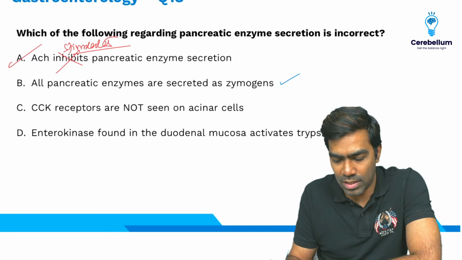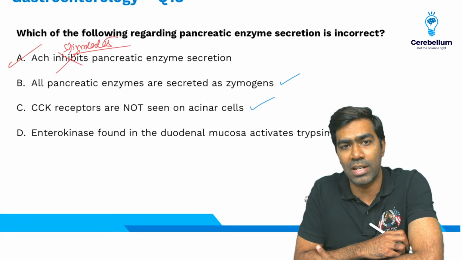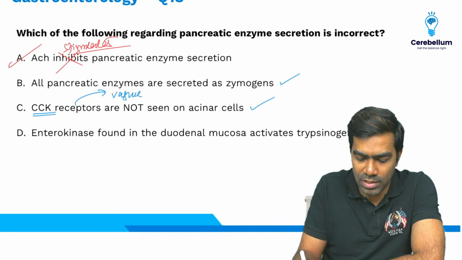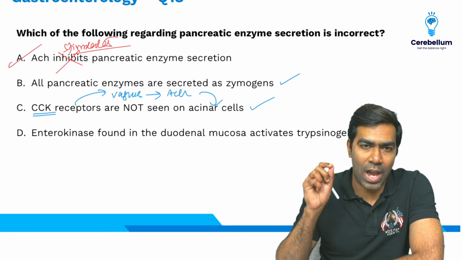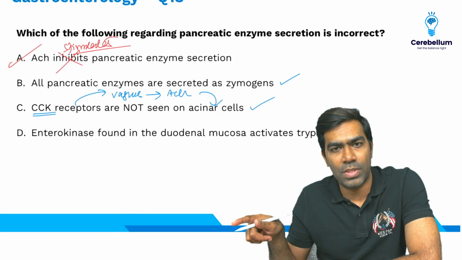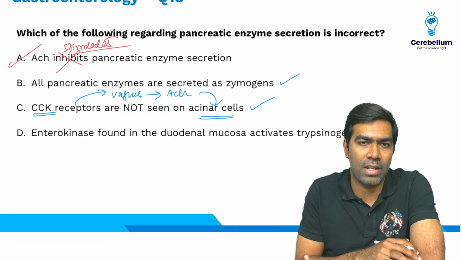This is also correct. In fact, in the human pancreas, we don't see CCK receptors on acinar cells. Rather, how does CCK work? CCK works on the vagal nerve endings, the vagus, and that secretes acetylcholine, which will act on acinar cells. This is the indirect mechanism. We don't have cholecystokinin receptors on the acinar cells. So you have CCK receptors in the vagal nerve endings and that is going to stimulate release of acetylcholine, which acts on acinar cells, stimulating pancreatic enzyme secretion.